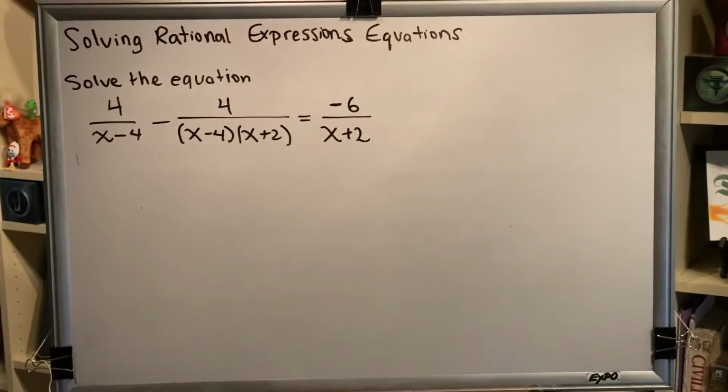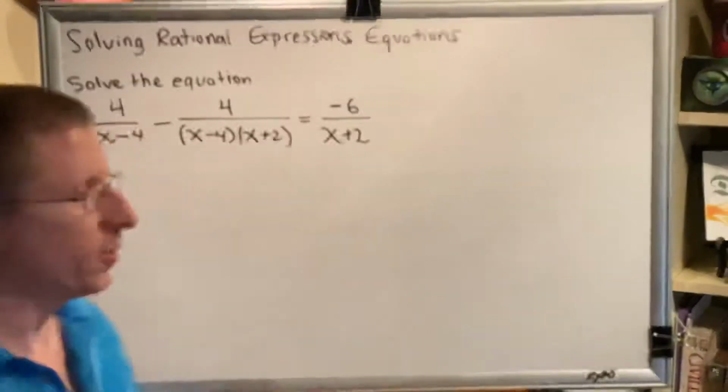The topic of this video is solving rational expressions equations. Let's look at a problem. Solve the equation 4 over x minus 4, minus 4 over x minus 4x plus 2, equals negative 6 over x plus 2. Alright, so let's go through the 5 steps together.